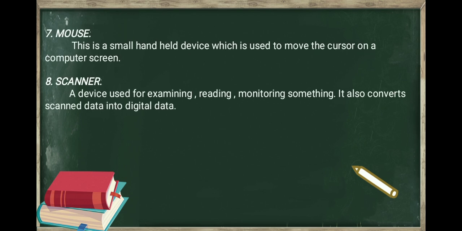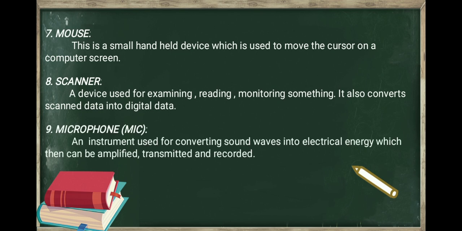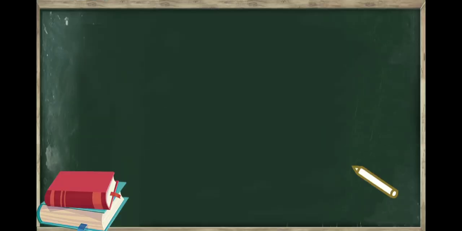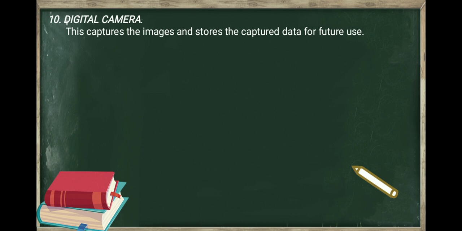Scanner. A device used for examining, reading, monitoring something. It also converts scanned data into digital data. Microphone, that is mic, an instrument used for converting sound waves into electrical energy which then can be amplified, transmitted and recorded. Digital camera, the final input device. This captures the images and stores the captured data for future use.